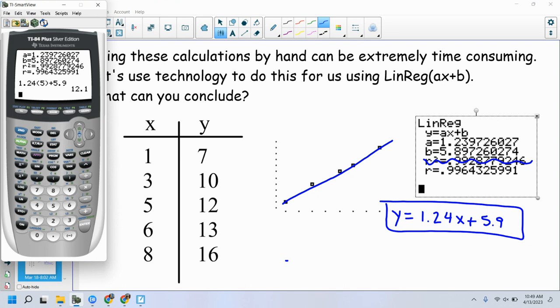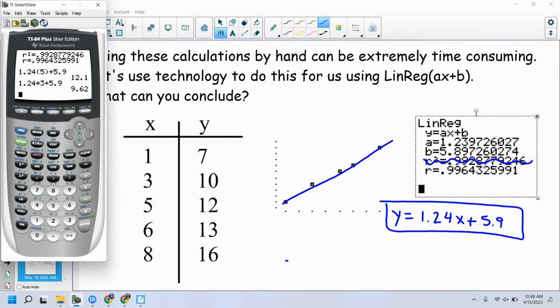Let's see the second one, 3. 1.24 times 3 plus 5.9. Yeah, 9.62, so 0.38 off. So the further out those pieces of data are, the further off your y value is going to be, based on your prediction. And at this point, we can say, well, what if my x value is 10? We can keep the data going.